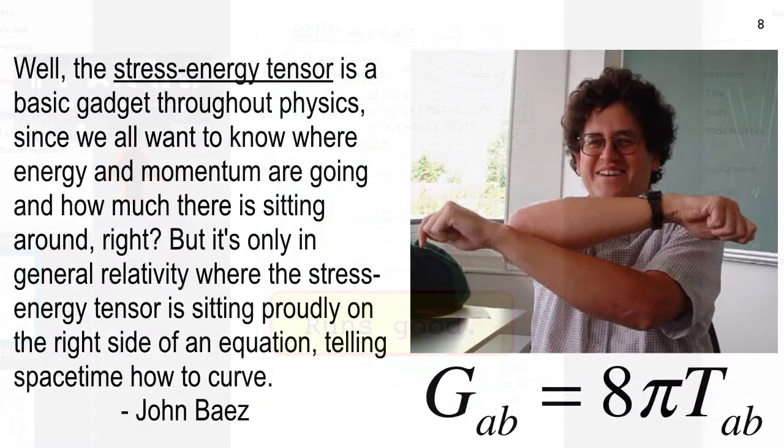I'm going to talk about the stress energy tensor now. This is a famous scientist in California, John Baez, mathematical physicist. And on the topic of energy, he wrote this. Well, he was talking about something called the stress energy tensor in relativity. The stress energy tensor is a basic gadget throughout physics, since we all want to know where energy and momentum are going, the transport of energy and momentum, and how much there is sitting around, right? But it's only in general relativity, Einstein's theory of general relativity, where the stress energy tensor is sitting proudly on the right side of an equation, telling space-time how to curve.